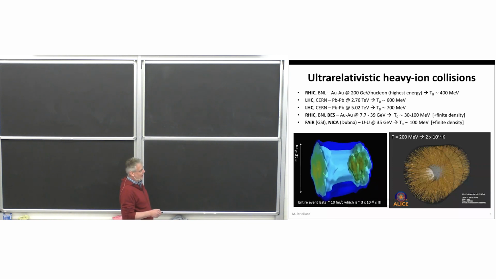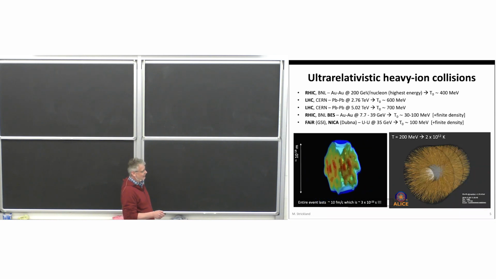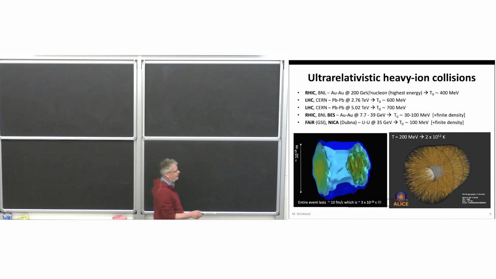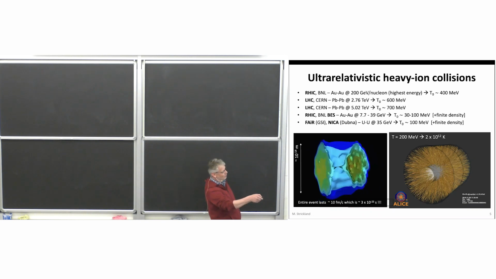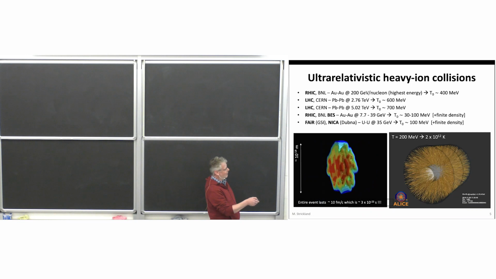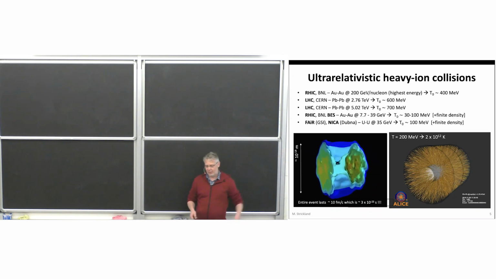Now, LHC upped the game by an order of magnitude, going up to 2.76 and then 5 TeV, and I've tried to indicate the initial temperatures that were reached there on this slide. And as I mentioned, at RHIC the beam energy scan is lowering the beam energy to move out into the finite mu-B direction, and there are future experiments planned at FAIR and NICA where they'll continue to probe that part of the phase diagram.